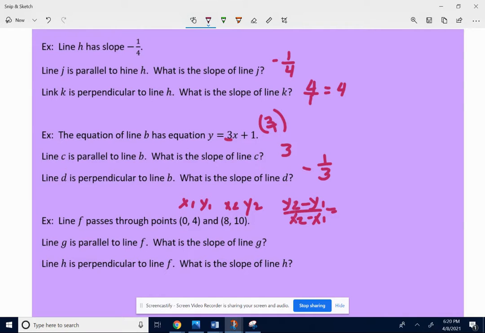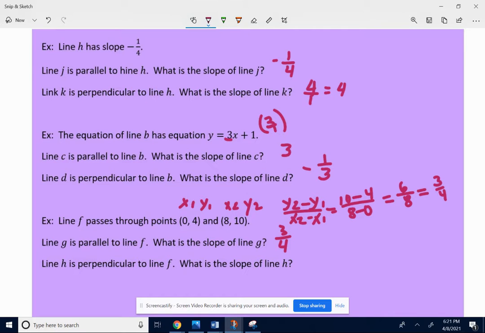If you use that formula, it would be 10 minus 4 over 8 minus 0. 10 minus 4 is 6. 8 minus 0 is 8. It would look a lot better if that was reduced to 3/4. So the slope of line F is 3/4. Now they're saying line G is parallel to line F. What is the slope of line G? Parallel lines have the same slope, so it has to be 3/4.